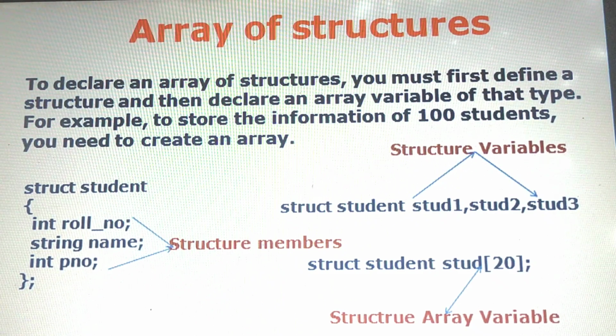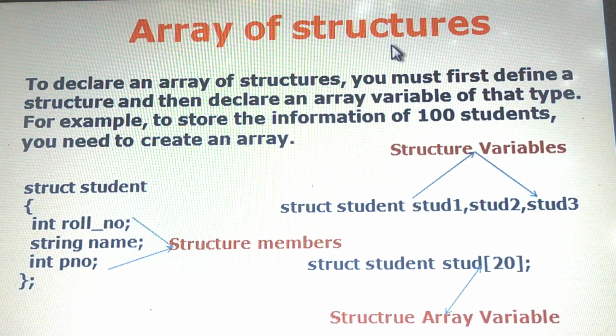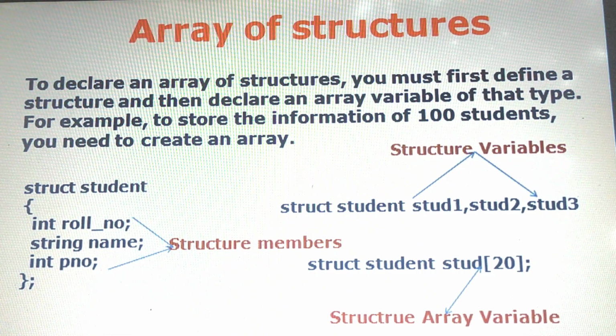Simply we can write like this: struct student, object name is stud of 20. Here we can give 100 or 160, any large number we can give here. Then using the array of the structure, we can create, store, initialize, access, and print a large amount of information. That is the advantage of array of structures. Is it clear now? Why we need array of structures? What is array of structures?